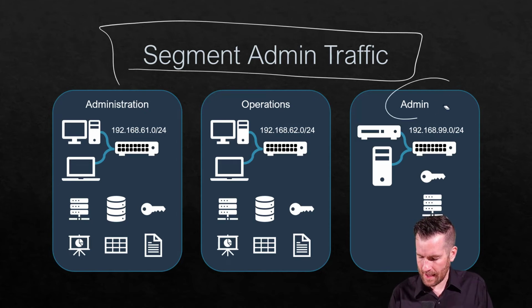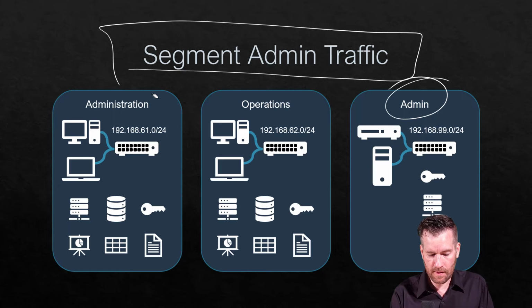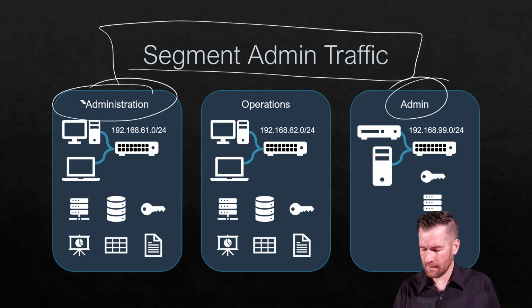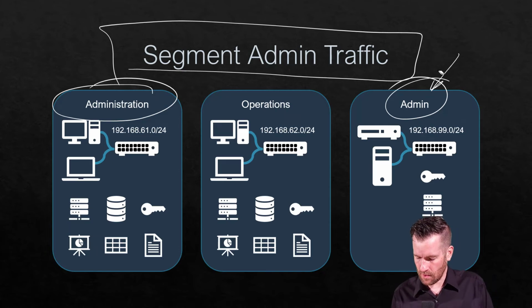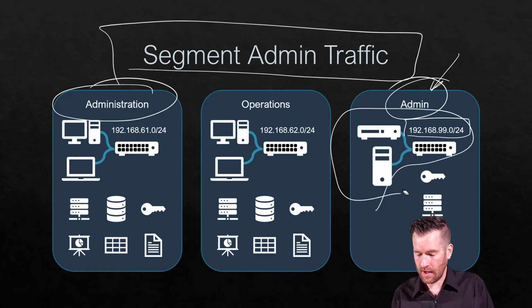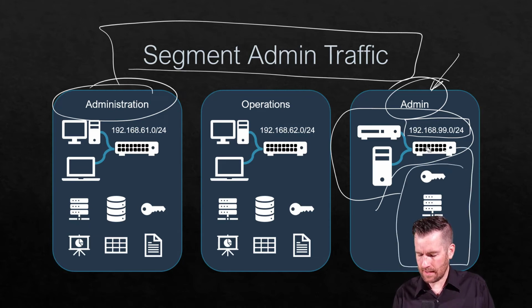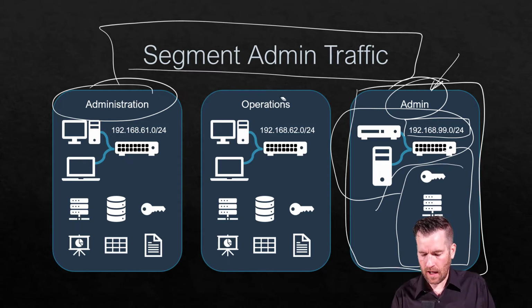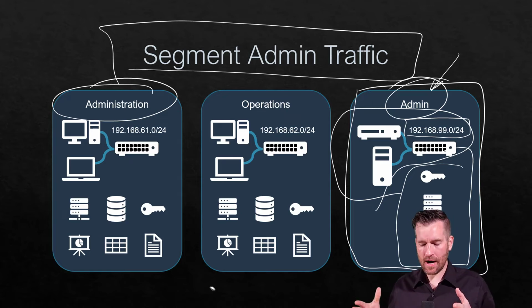So here we have the admin network right here, different from administration. Administration is the department. Admin traffic is the traffic that you use to manage your equipment. So in this example right here, I set up a 192.168.99.0 network that has all of the hardware and the management of that hardware. It's got its own set of keys, own set of servers, own set of documents, and it is segmented from all of the other networks.